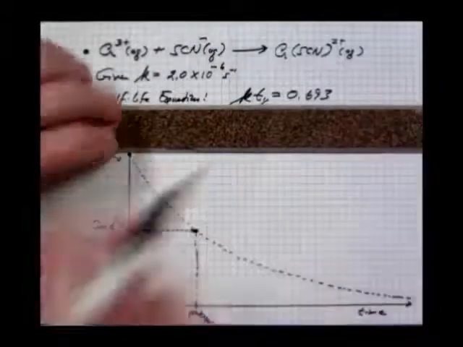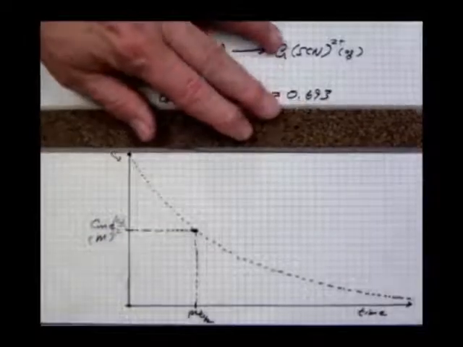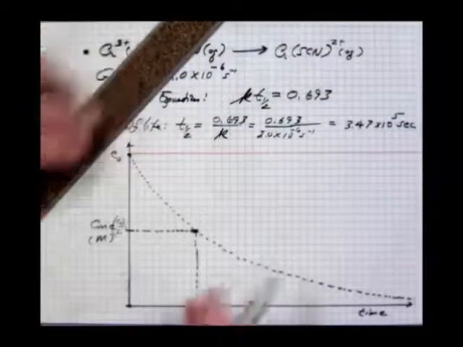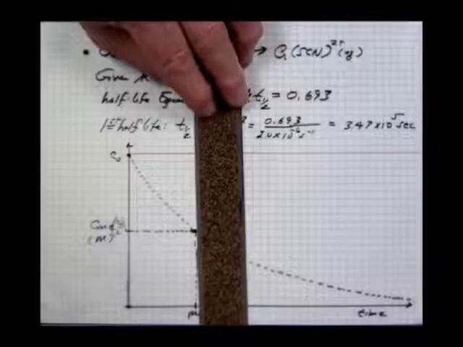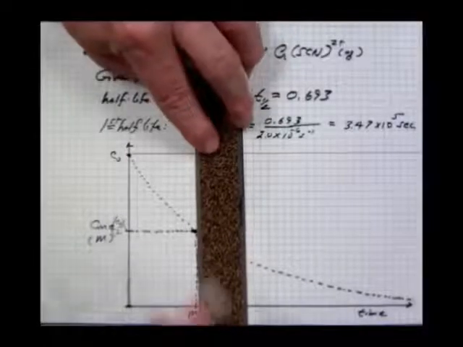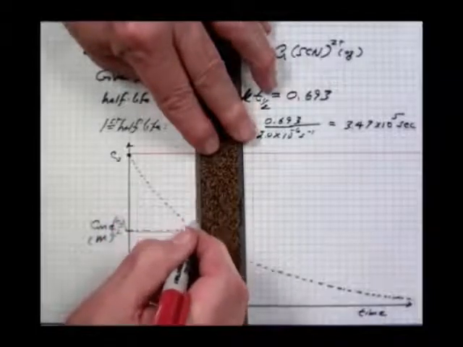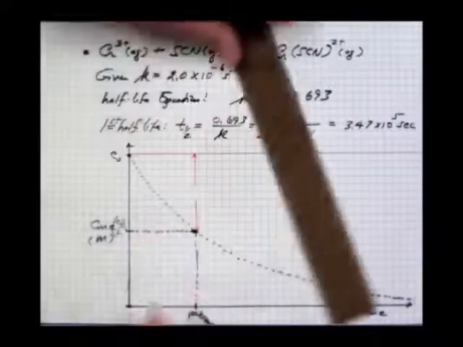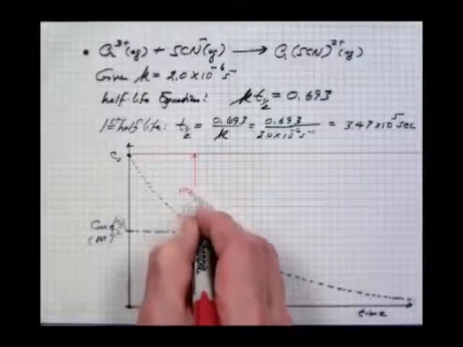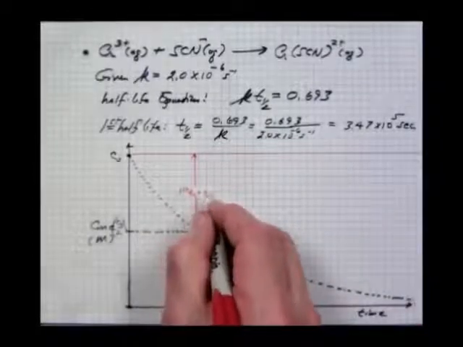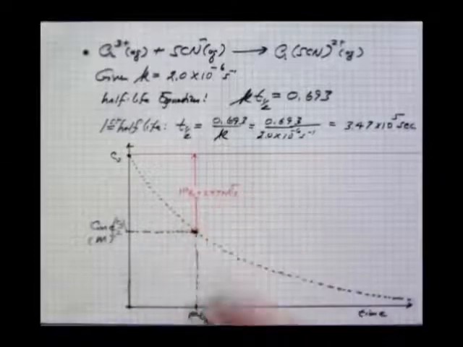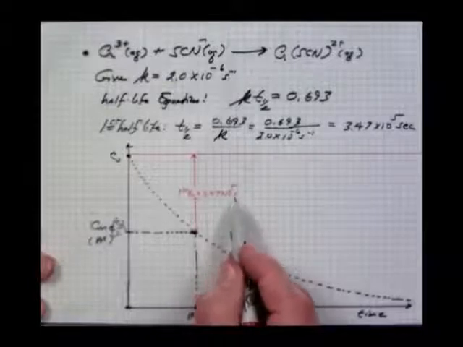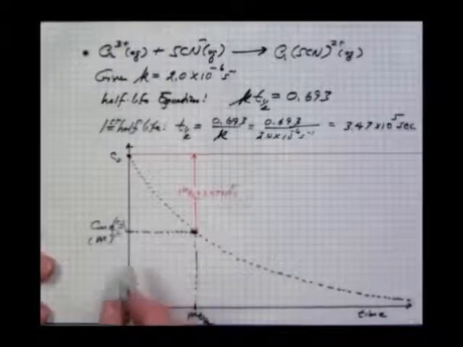We'll make a little graphic line here to illustrate this. So the time it takes to get from here to here, this is the first half-life and is equal to 3.47 times 10 to the 5th seconds. Now when we talk about the second half-life, it'll still be 3.47 times 10 to the 5th seconds, but we're going to half of this.